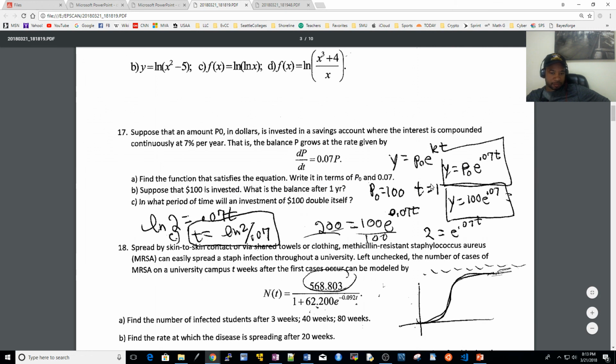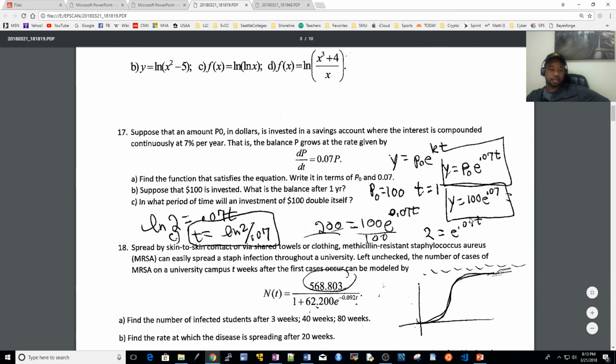And they give us the initial value. 0.07 is our k, but the initial value is 100. So this is part A, this is part B, and this is C. This is the solution to A, B, C. When time is 1 and the initial is 100, you're supposed to evaluate it out, okay?